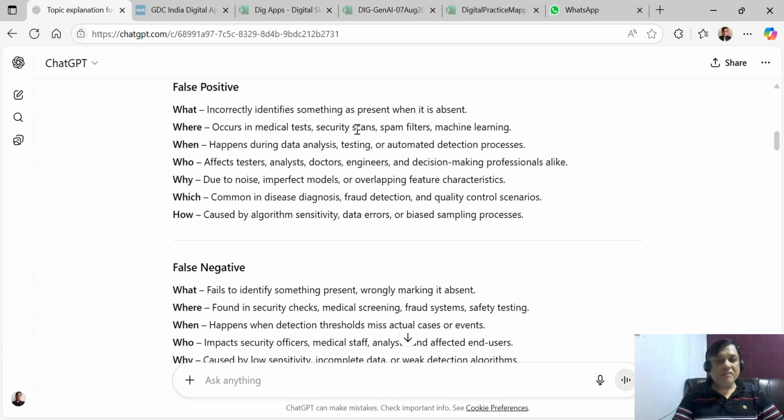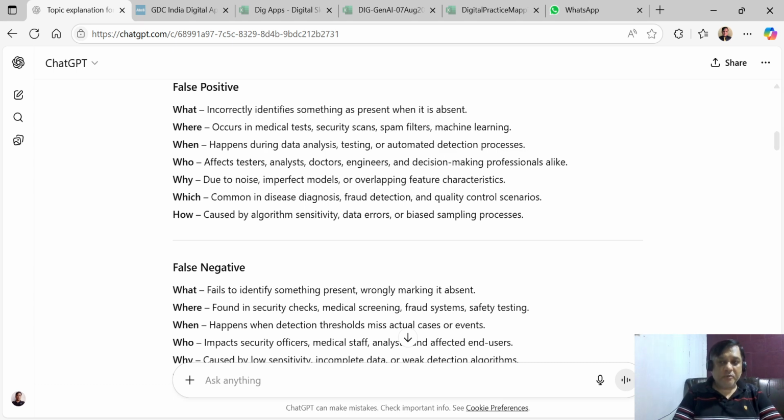So it identifies something as present when it is absent. 4 is absent, but it identifies it as 4 when we write 7. That is wrong. It is common in disease diagnosis, fraud detection, and quality control scenarios. And it is caused by algorithm sensitivity, data errors, or biased sampling processes.